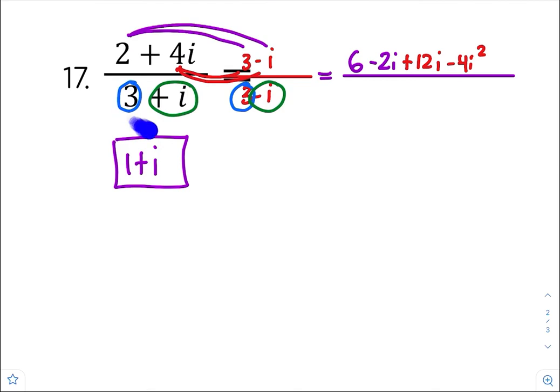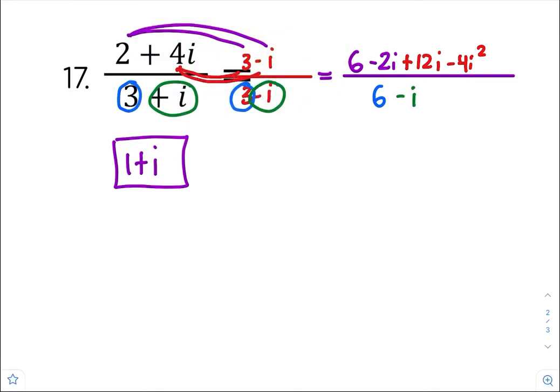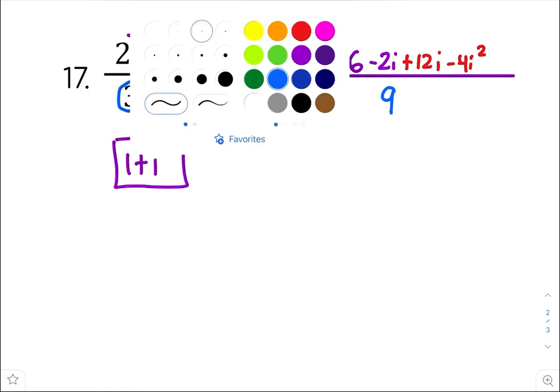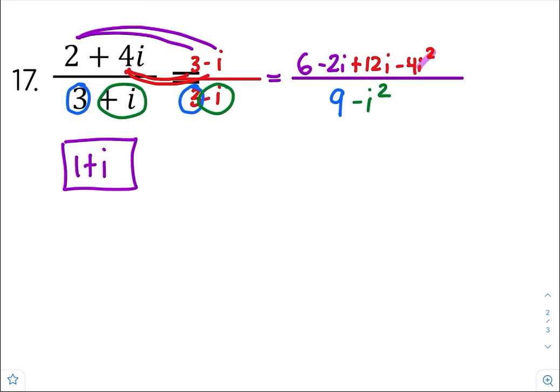Now the second part: 3 times 3 is 9. i times negative i is negative i squared. There we go. The i squares become negative 1, right?